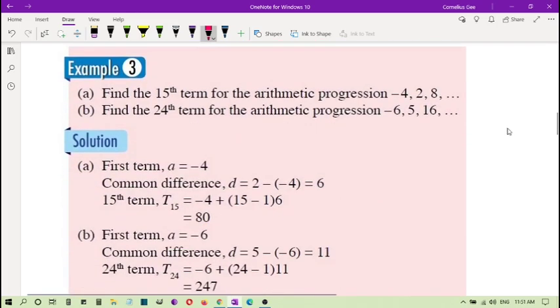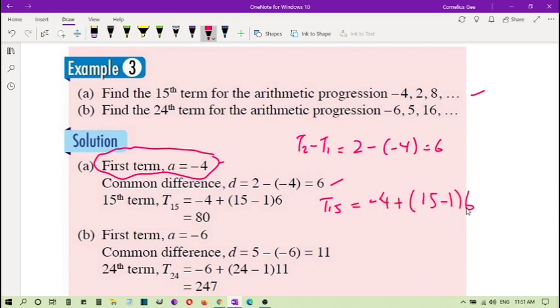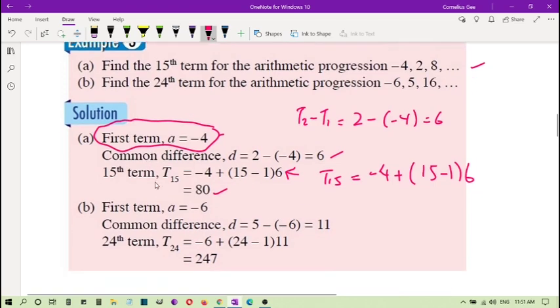Alright, so let's look at an example of how to use this formula. As I said, it's very straightforward. In this example, the first term A is negative 4. The common difference is 6. How do you get 6? T2 minus T1, so that's why you get 6. Now you need to find the 15th term. So T15 is A, negative 4, plus 15 minus 1 times 6. That's why you get this. Then you get 80.